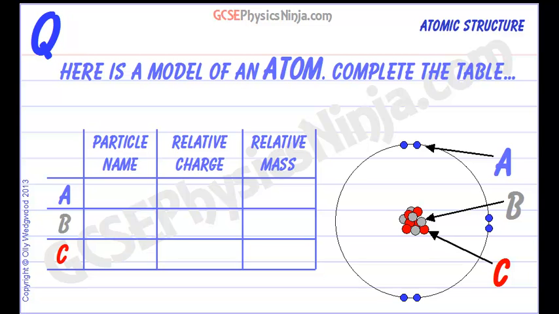Here is a model of an atom, and we have to complete the table of particles, their names, relative charge, and their relative mass. We know that electrons orbit in shells or orbits around a central nucleus in atoms, and this is the nuclear model. The two types of particle that are in the nucleus are the proton and the neutron.